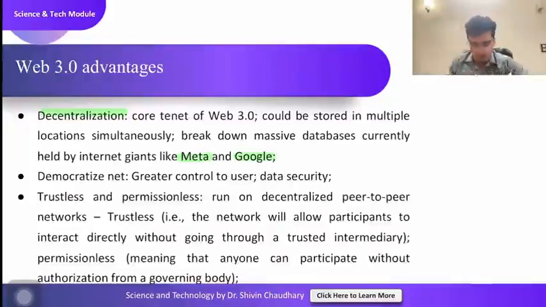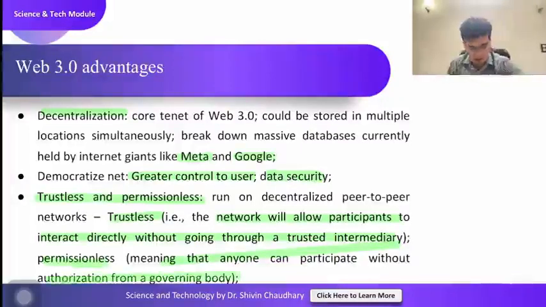This is a problem. There will be greater control to the user. Your data will be secure. Nobody is going to steal your data because it will be on your own computer. It will be trustless and permissionless. What does this mean? Trustless means that the network will allow the participants to interact directly without going through a trusted intermediary. You can directly interact. Your computer also has all the information, right? So you don't need to go through an intermediary or a central authority like Facebook to interact between two people. And permissionless means that anyone can participate without authorization from a governing body.